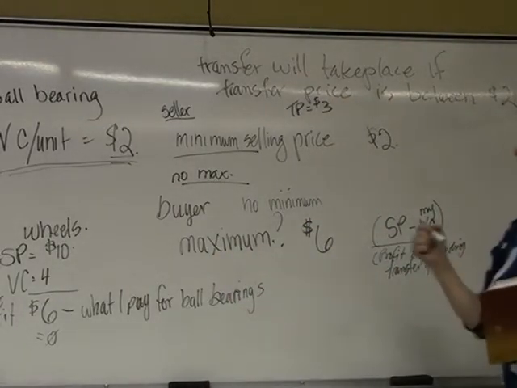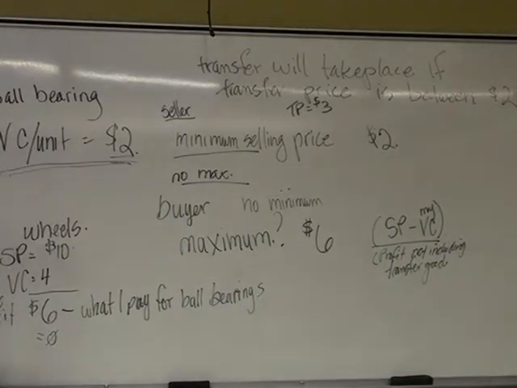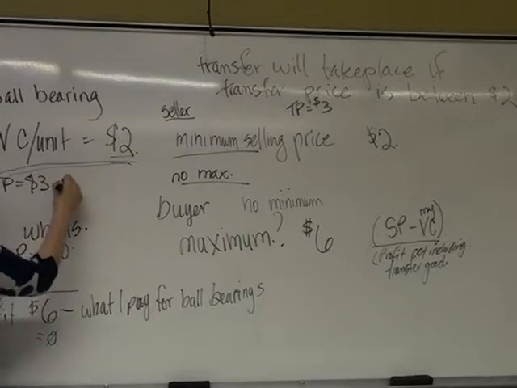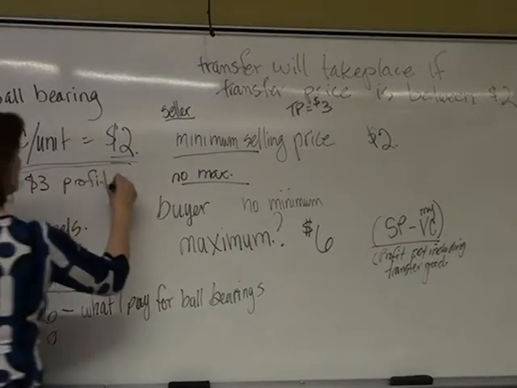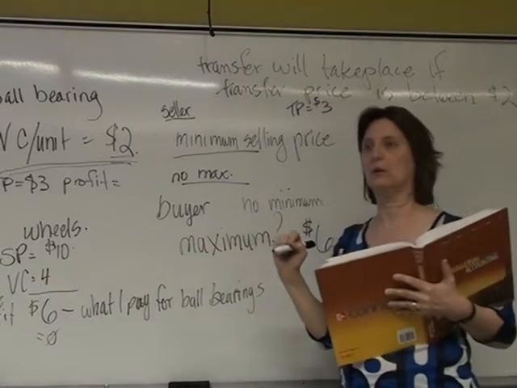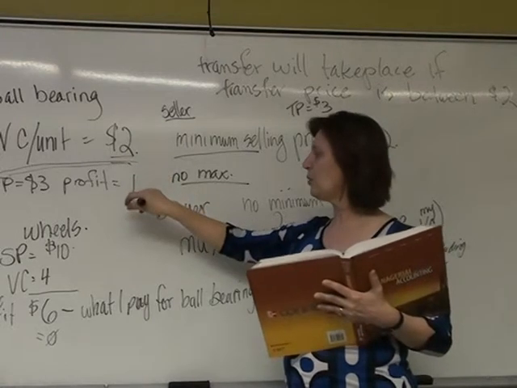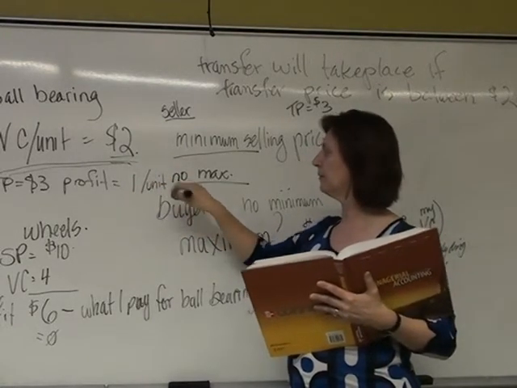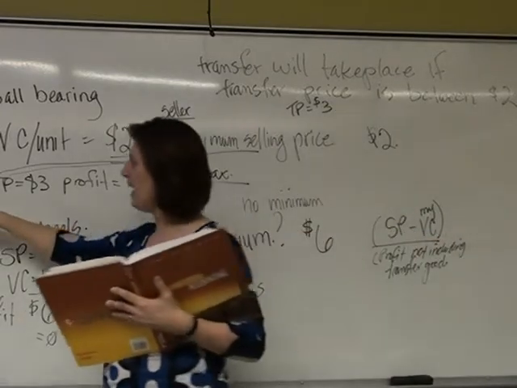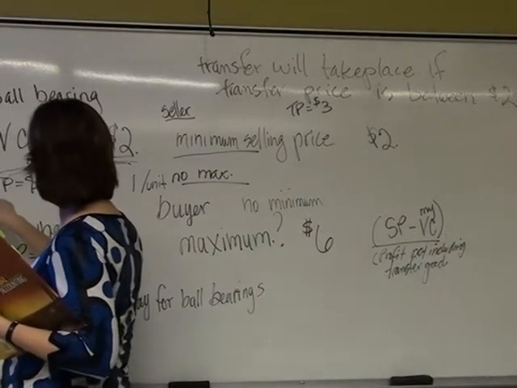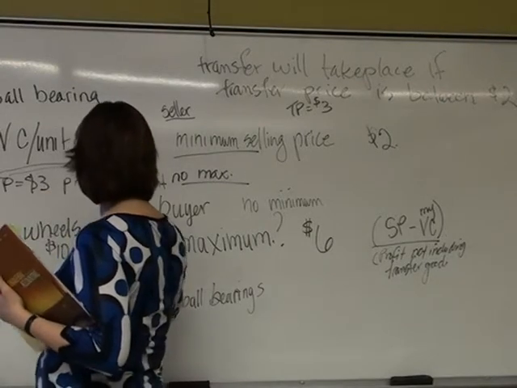What is my profit as the seller if the transfer price is $3? If the transfer price is equal to $3, my profit is equal to, what's my profit? $1. It's $1 per unit. Okay? As the buyer, if I pay $3, then my profit is 3.